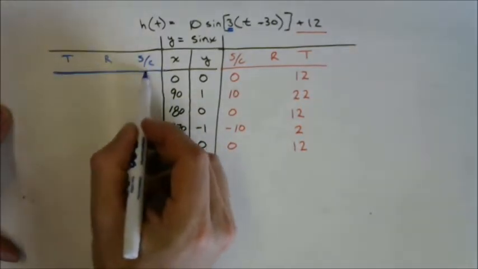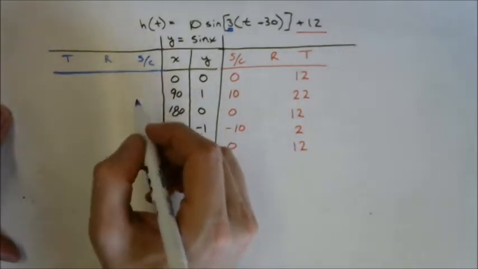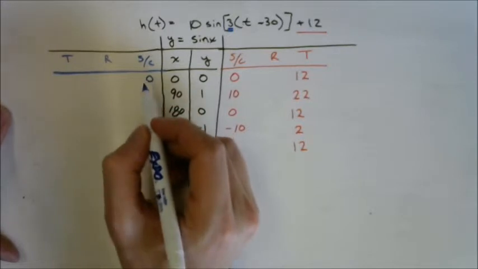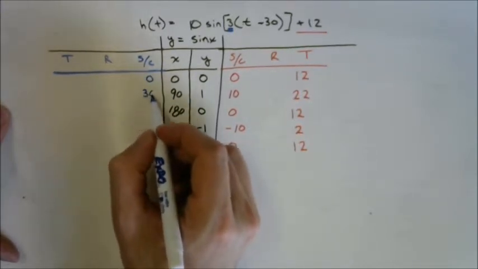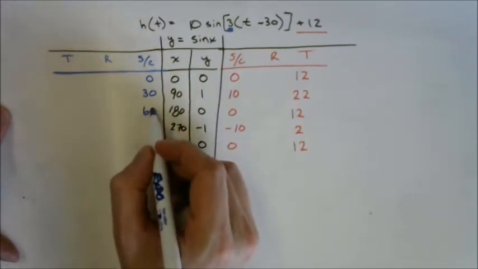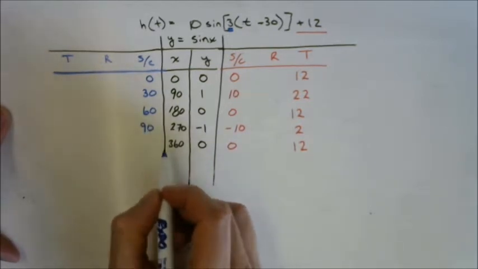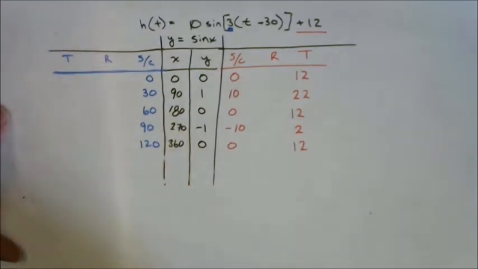Compression by a factor of 1/3. So all of our x values are being divided by 3. 0 stays 0. 90 is now 30. 180 is now 60. 270 is now 90. 360 is now 120.